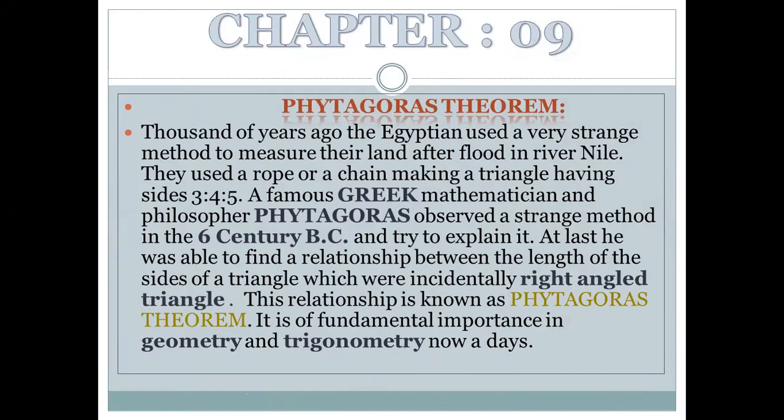Thousands of years ago, the Egyptians used a very strange method to measure their land after flood in River Nile. They used a rope or a chain making a triangle having the sides ratio 3, 4 and 5. The famous Greek mathematician and philosopher Pythagoras observed a strange method in the 6th century and tried to explain.